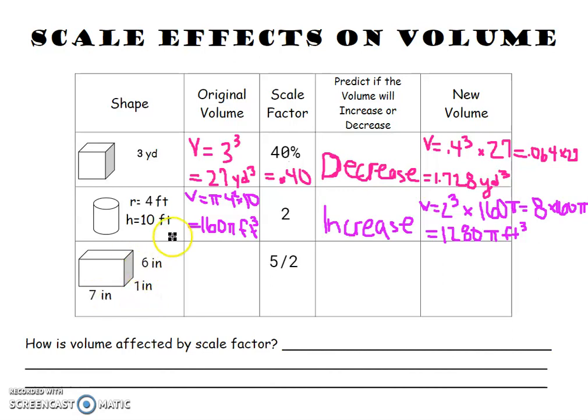Okay, so let's find this prism. 7 times 6 times 1. Well, anything times 1 is itself, and 7 times 6 is going to be 42. So that's 42 inches cubed. Our scale factor is 5/2. Well, that's the same thing as 2.5. That's greater than 1, so we're going to increase.